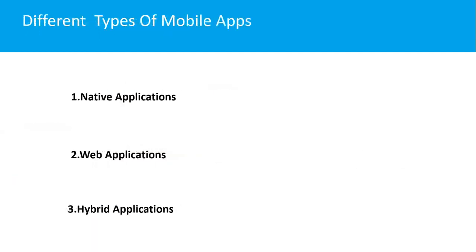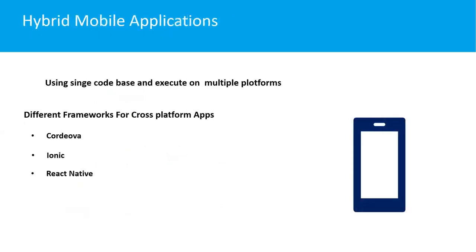So the next immediate best alternative to web apps is hybrid applications. In the case of hybrid applications, we can create code in one place, but we can execute this code in multiple environments. In the market, there are many frameworks providing this same feature, like Cordova, Ionic, React Native, and Xamarin. Like that, many frameworks are there.